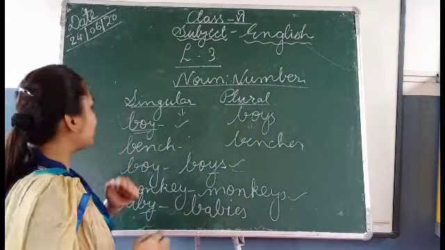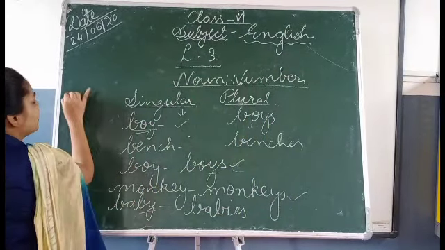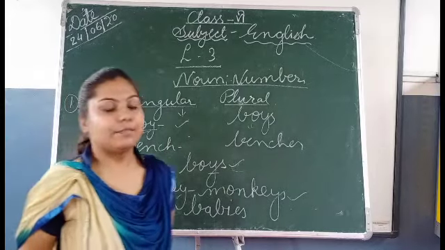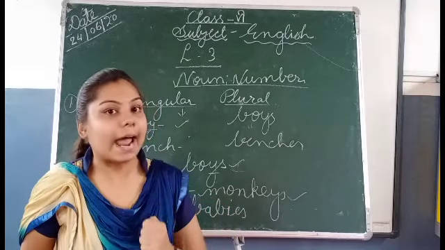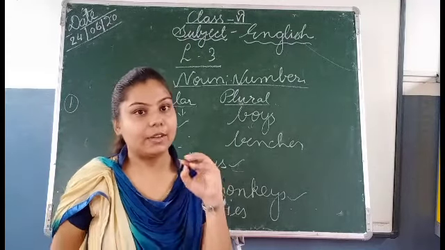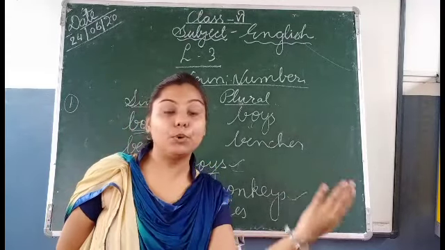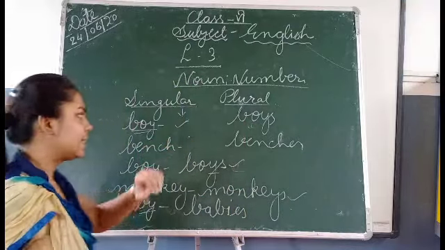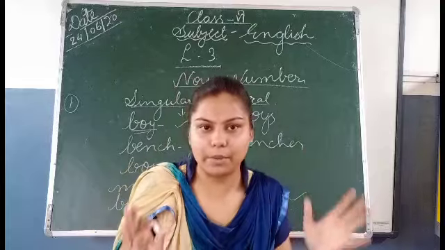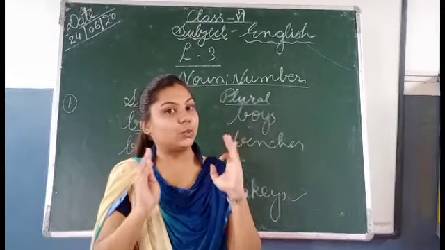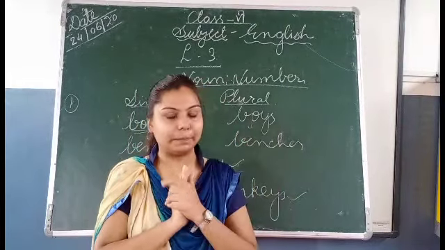Okay, so if I talk about the first rule, we generally change singular to plural by adding S. Okay, we generally change singular to plural by adding S. If I write tree, then trees, girl, then girls. Okay, this is common rule. We generally use S to change to plural.